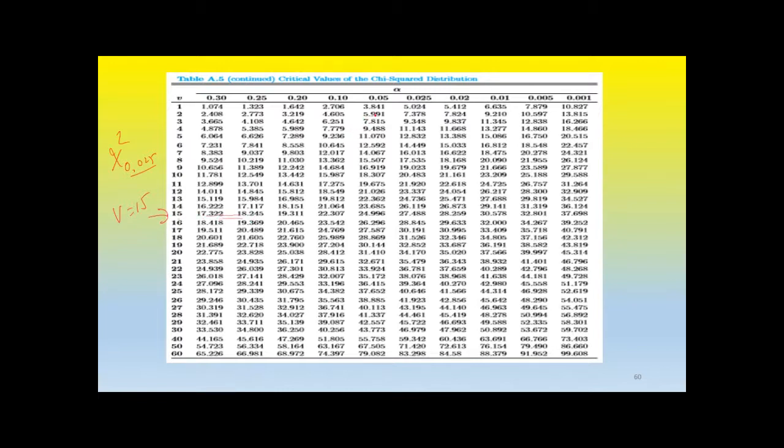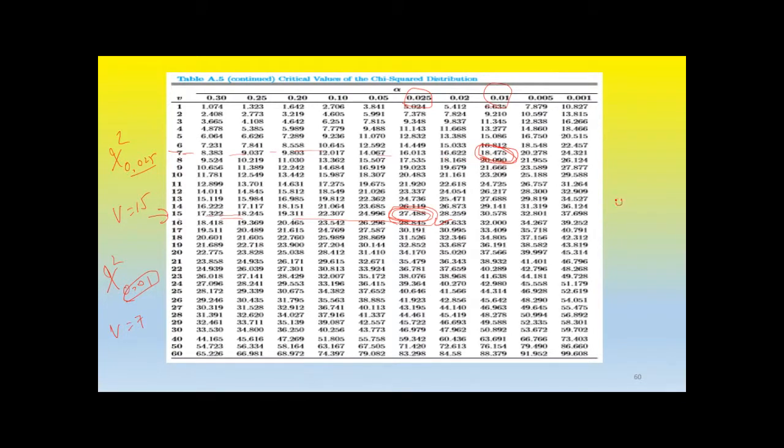Alpha is 0.025. You will meet here, 27.488. First answer is 27.488. Next, chi-square at 0.01 when V is 7. Alpha is 0.01. Do we find it? Yes, 0.01 here. Degrees of freedom V is here, 7. So they will meet here, 18.475.